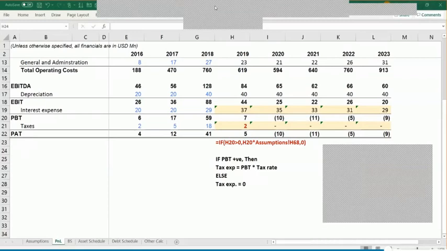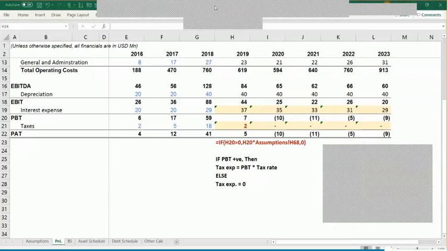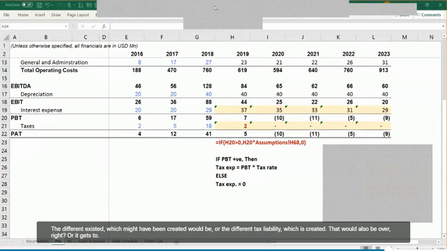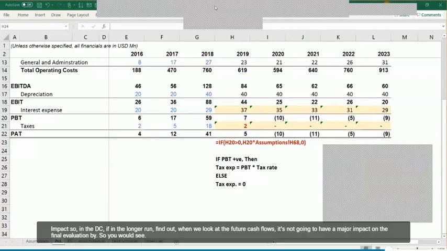the deferred tax asset or deferred tax liability is actually on account of the timing gap, right? Because of the timing gap only, we get to create a deferred tax asset or a deferred tax liability. And when it comes to the DCF, we are talking about the future and we are going to discount it. So it's not going to make a major gap, because at any point in time the deferred tax asset which might have been created would be over, or the deferred tax liability which is created would also be over, or it gets into a cycle, so that in terms of delta there isn't too much impact. So in the DCF, in the longer run, when we look at the future cash flows, it's not going to have a major impact on the final valuation value.